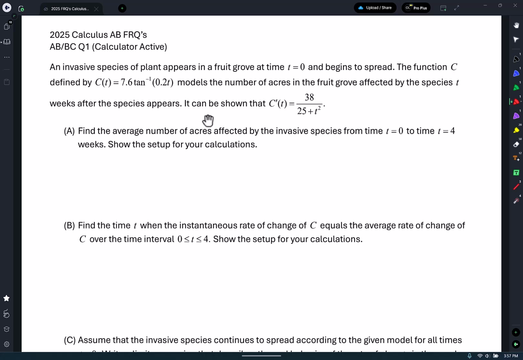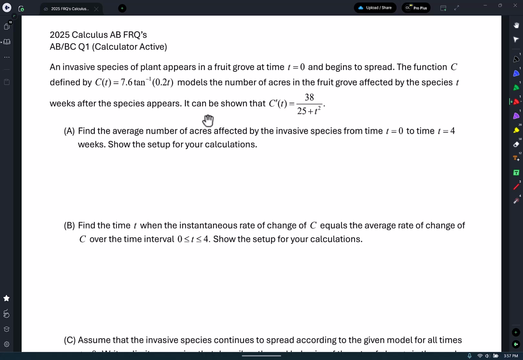They're being nice. They didn't have to do that, but maybe to even the playing field for kids that may have a CAS calculator. Letter A. Find the average number of acres affected by the invasive species from time t equals 0 to time t equals 4 weeks. Show the setup for your calculations.